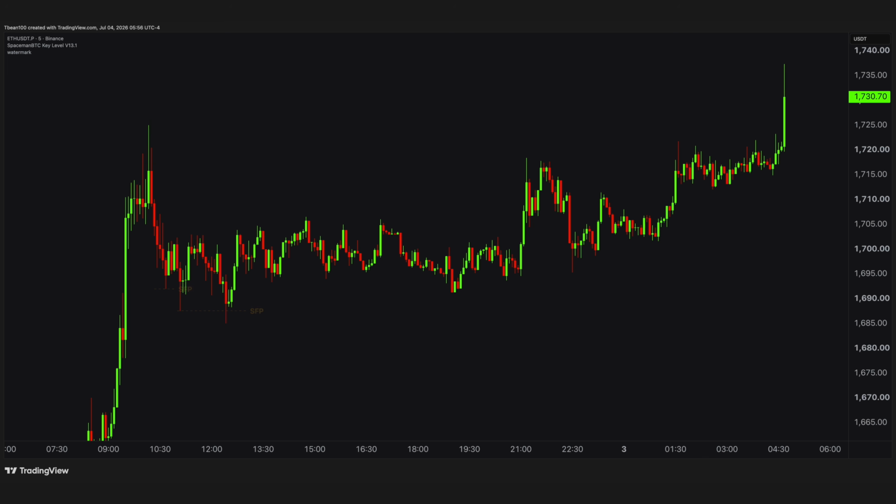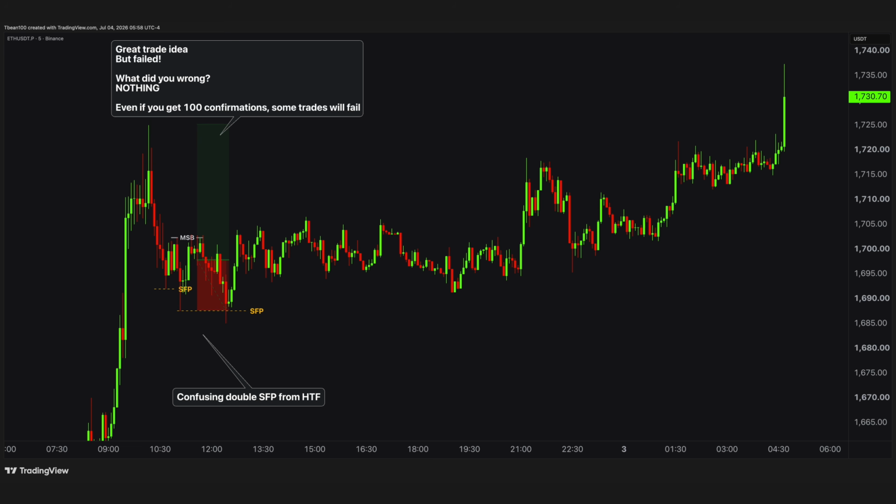Now, if you take a look at the area right here, this was a multiple imbalance zone. It was caused by two separate swing failure patterns. If we had used the first swing failure pattern along with the small break and entered the trade at that point, we would have gotten stopped out pretty quickly. As you can see, the idea itself was not wrong. It simply did not work out this time.